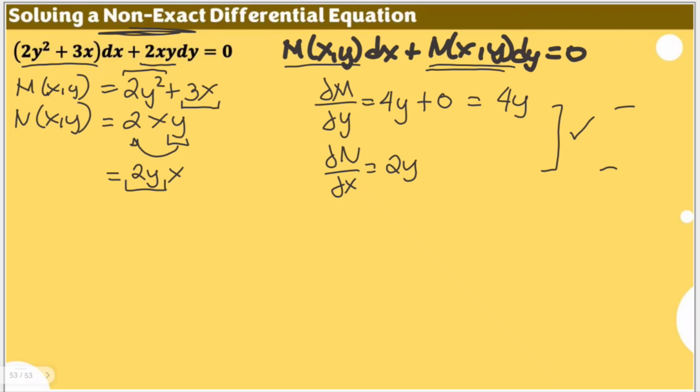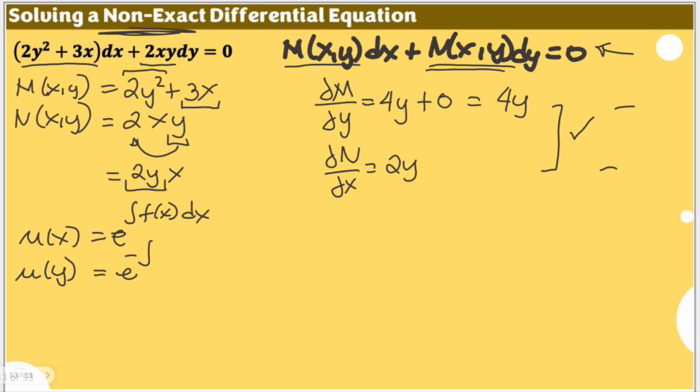Once you have a non-exact differential equation, you have to look for an integrating factor, and there are two possible methods to solve for it. You can have mu of x, which will be multiplied to our entire equation to come up with an exact differential equation, or you can also come up with mu of y. It depends on which of the two is possible. The formula for mu of x is e to the power of the integral of f of x dx, and for mu of y it is e to the power of negative the integral of f of y dy.